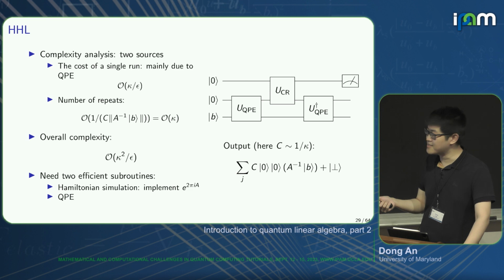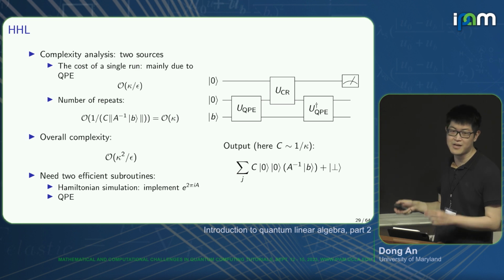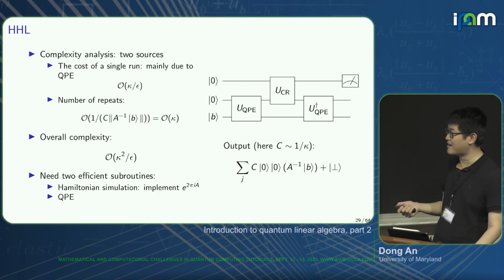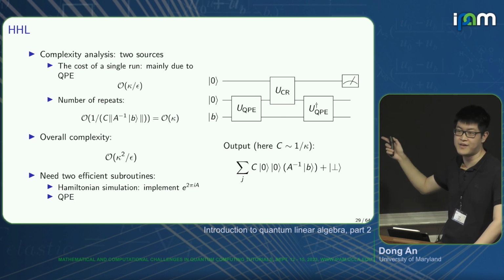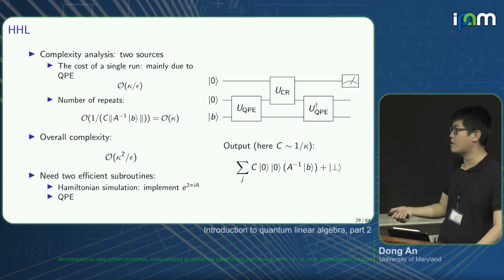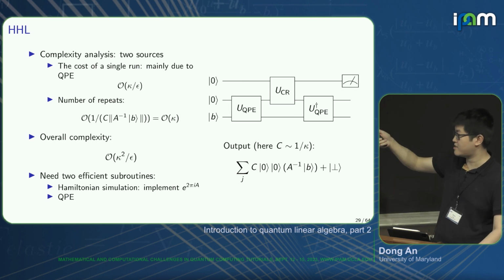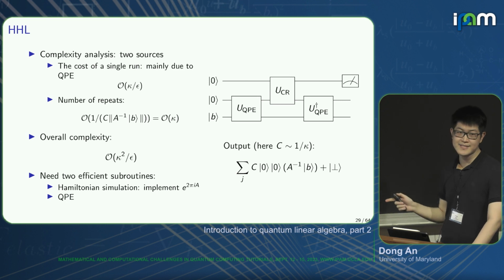The overall complexity will be something like kappa squared over epsilon, so now we have a kappa squared dependence and a 1 over epsilon dependence. If you compare with classical algorithms, this is not a quite favorable scaling. For example, if we use conjugate gradient for a positive definite matrix, we only have a square root of kappa, and the conjugate gradient method has a log 1 over epsilon dependence. But here we have kappa squared over epsilon, so the advantage is really on the dimension that we didn't specify here. This is the overall complexity for HHL.